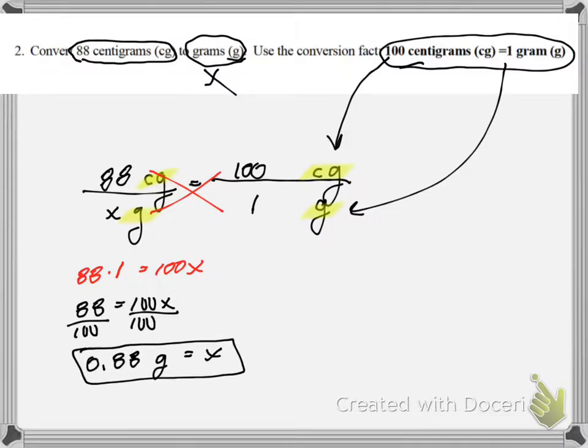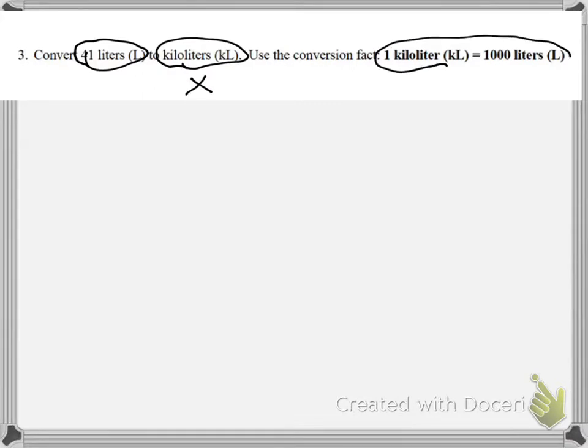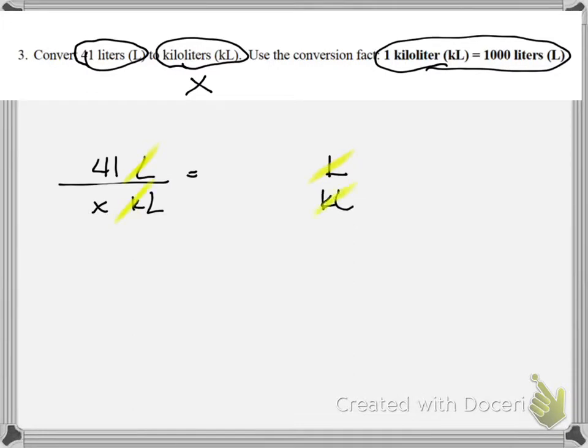Okay, let's see if we have another example in here. Convert 41 liters to kiloliters. So that'll be X. Here's our conversion fact. We have 41 liters, and we don't know how many kiloliters that is. Again, the first thing I do is make sure that the liters match the liters, and that the kiloliters match the kiloliters here.